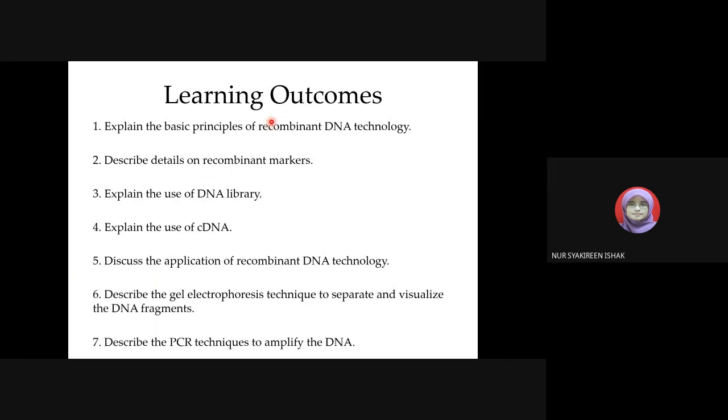So recombinant DNA technology. Recombinant DNA is when you combine together the DNA from two different species, two different organisms. For example, you insert a gene that you want to produce something, a protein, for example. The product can become hormones, for example.